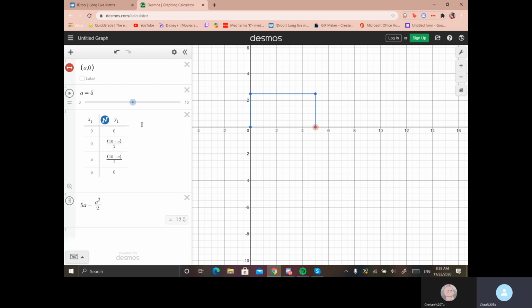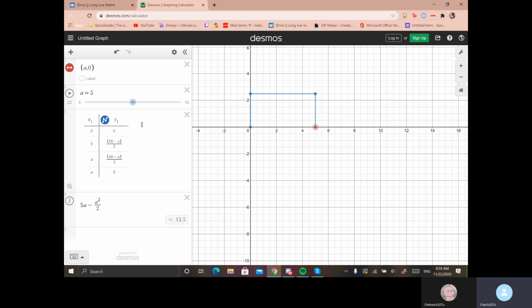Okay, what would be the area when the width is 5? 5 times 2.1? Yeah, but why not just look at that formula that you created earlier: 5a minus a squared over 2. It tells you right there. You don't need to put 5 into A, because currently you can slide a back and forth and Desmos will work it out for you. Because a is on 5, it works out the area as 12.5. It tells you right at the bottom.